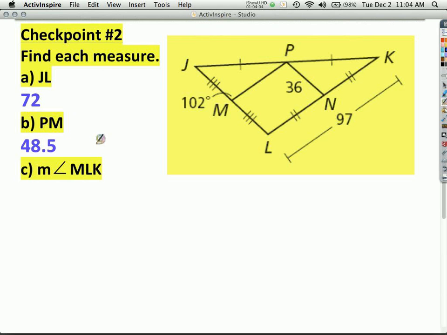Now the tough one. What's the measure of angle MLK? I got student 19, 1, and 15. Student number 19, what'd you get? 102 degrees. Student number 1, what'd you get? 102 degrees. Student number 15, what'd you get? You all agree that it's 102 degrees, and it is, but who's going to be the brave one to explain why? What is the reason?